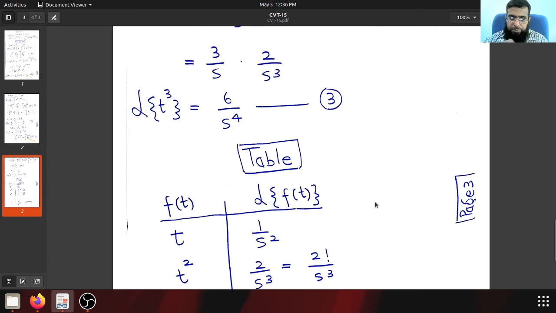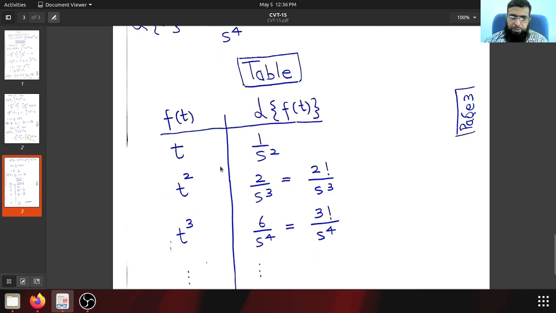So now we come to the last part of this lecture. In equation number 1 we studied that the Laplace transform of t is 1 over s squared. In equation number 2 we derived that the Laplace transform of t squared is 2 over s cube, which can also be written as factorial of 2 divided by s cube, and it can also be written as factorial of 1 divided by s squared for t. And t cube is 6 over s to the 4, which can also be written as 3 factorial over s to the 4.